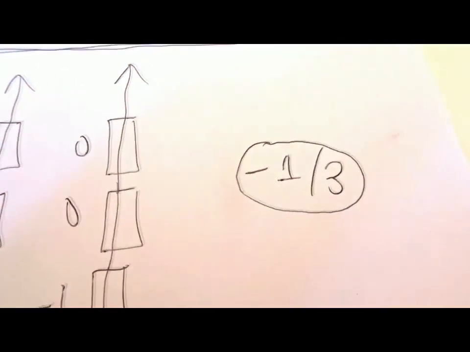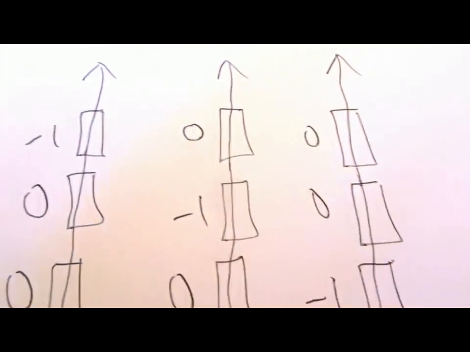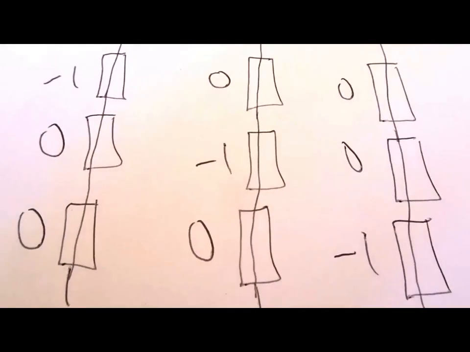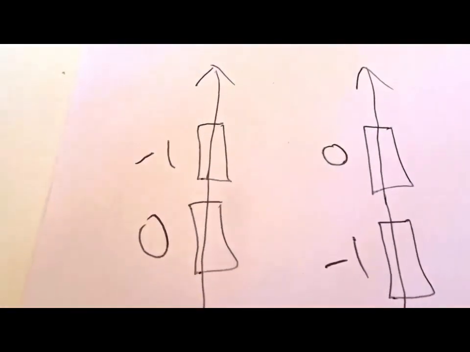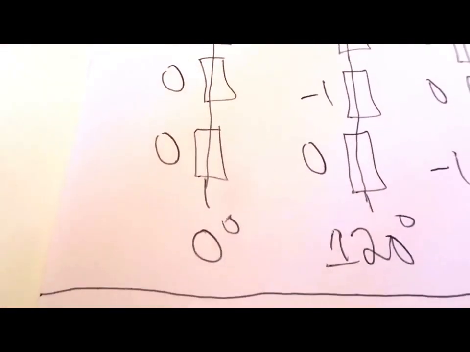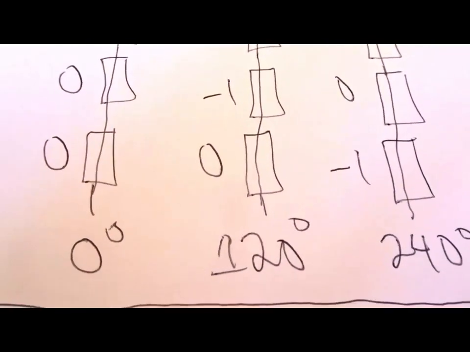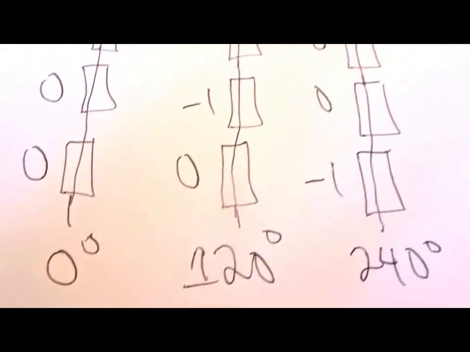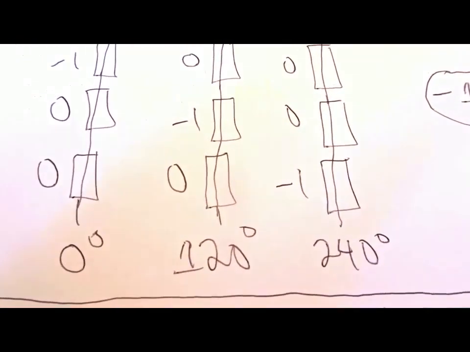Likewise, for an apparent fractional charge of minus 1/3, we'll have 0, minus 1, 0, and that averages out to minus 1/3. We'll have three phases, minus 1, 0, 0, 0 degree phase, 0, minus 1, 0, 120 degree phase, and 0, 0, minus 1, 240 degree phase.